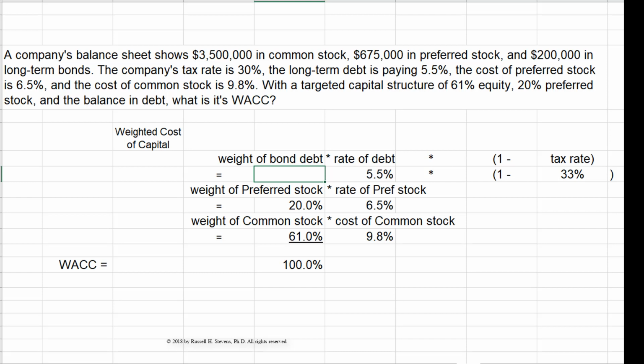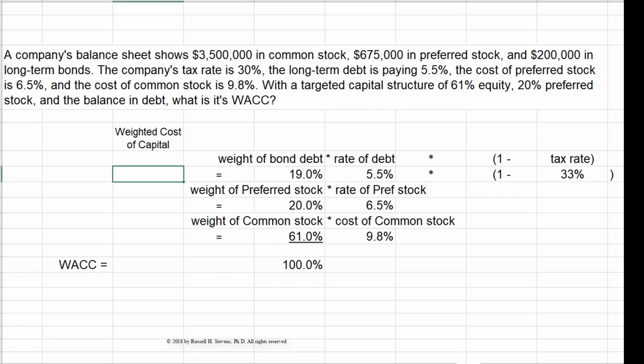Notice that 100% has already been entered at the bottom of that column. Highlight the workbook cell under Weight of Bond Debt, type in an equal sign, highlight the 100%, type in a minus, highlight the 61%, type in a minus, highlight the 20% and press Enter. Excel has just done the work of determining that the weight of bond debt is 19%.